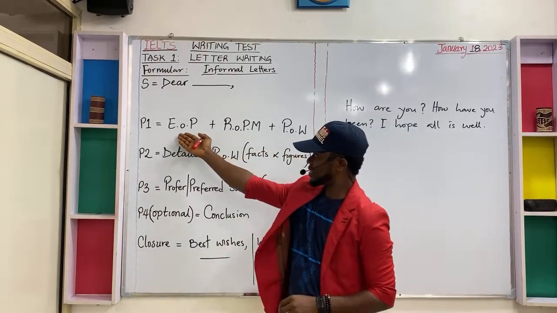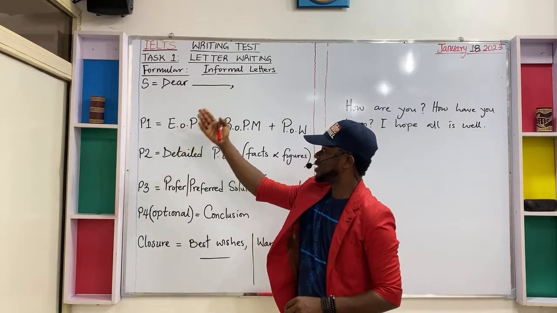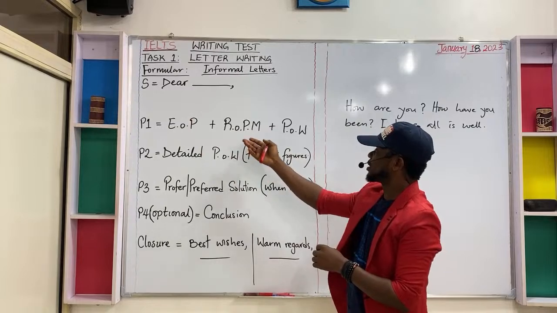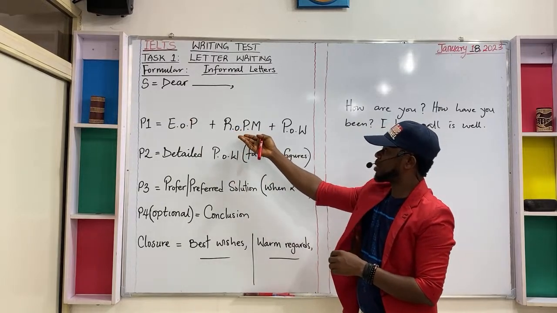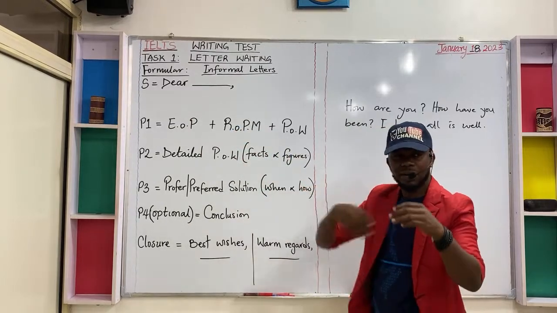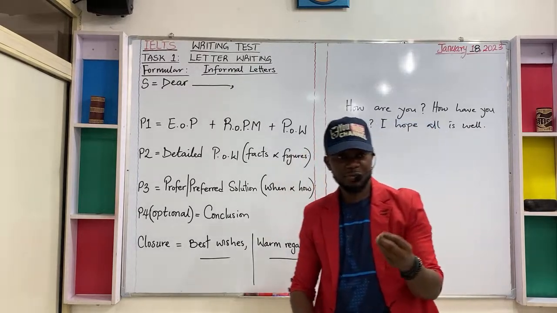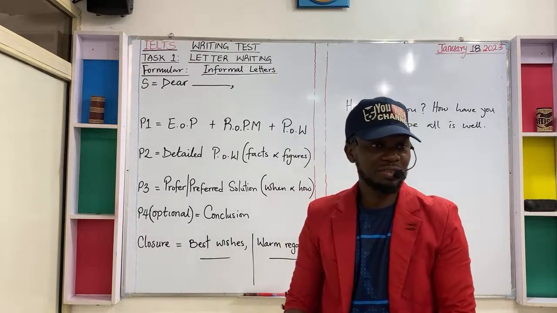So all you do is, how have you been? I hope all is well. How is Mom? How is Dad? How are my siblings? Then, Mom, could you still remember the last visit you made to my school? Blah blah blah. Do a little recall. Then, I'm actually writing to inform you, and you drop the reason.